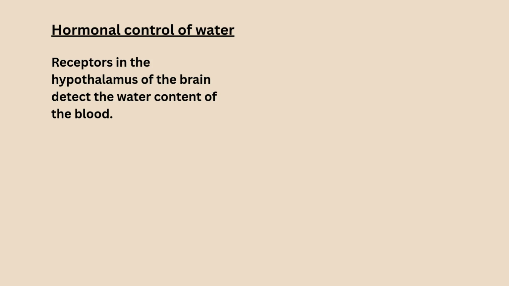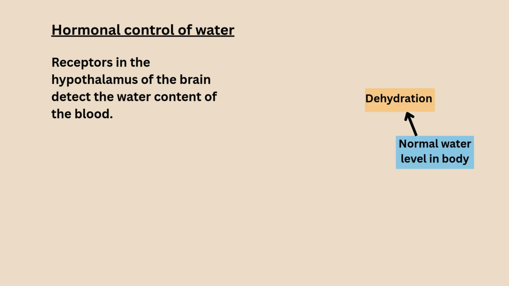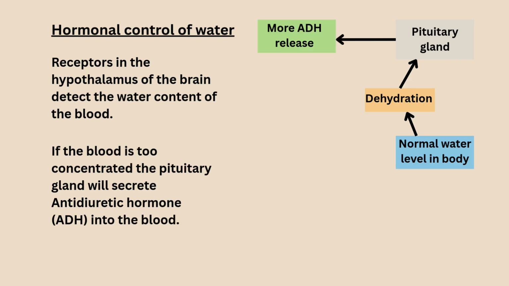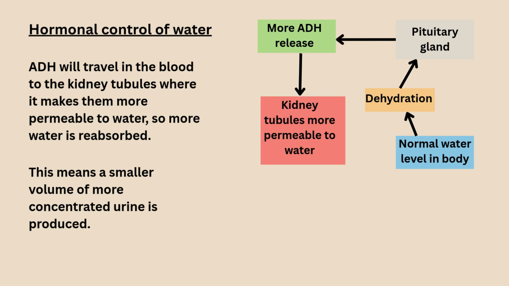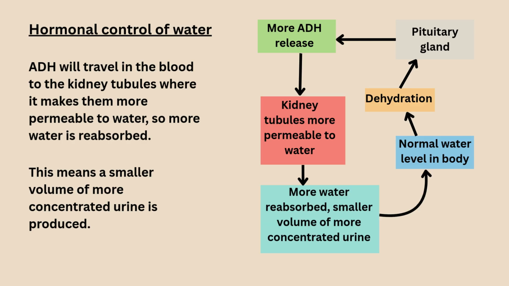Hormonal control of water. Receptors in the hypothalamus of the brain will detect the water content of the blood. Now, if there's a normal water level in the body and the person undergoes dehydration, then these receptors will detect this, and the pituitary gland will secrete antidiuretic hormone ADH into the blood, so more ADH is released. This will make the kidney tubules more permeable to water, so more water is reabsorbed, and it results in a smaller volume of more concentrated urine, and so this will restore the normal water level in the body.